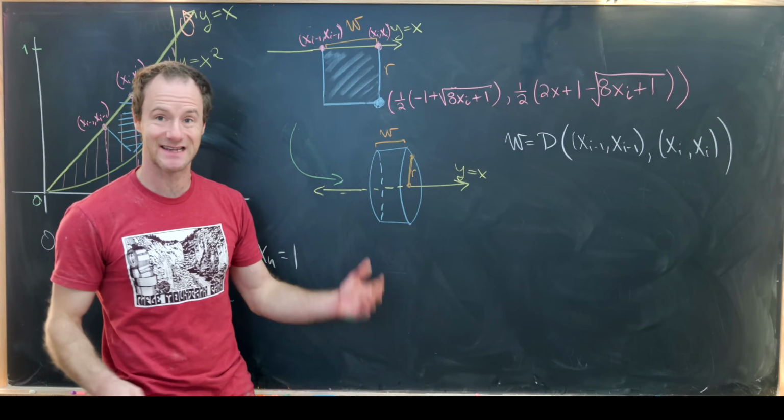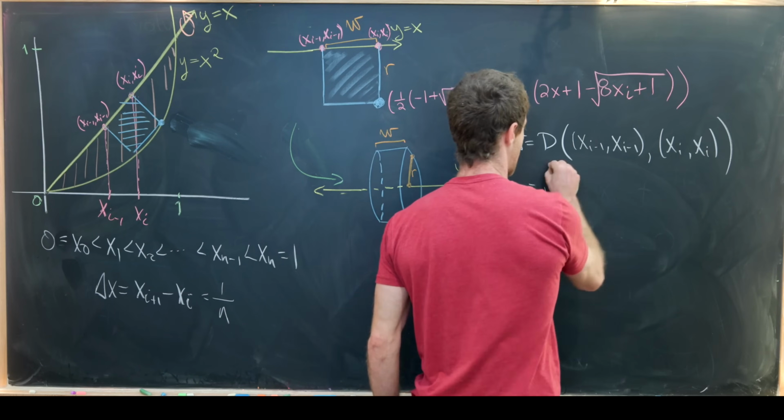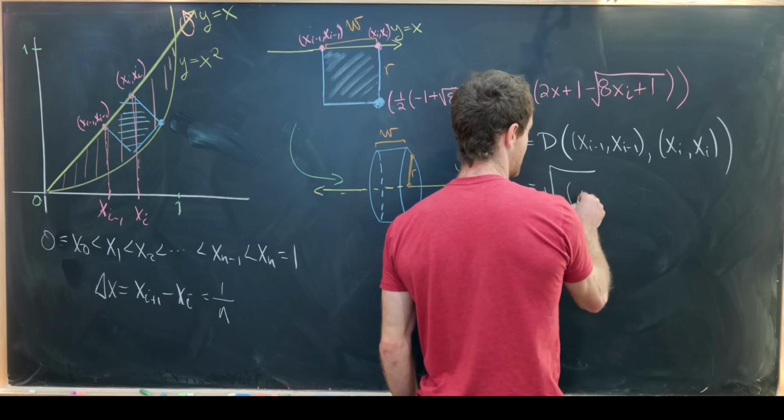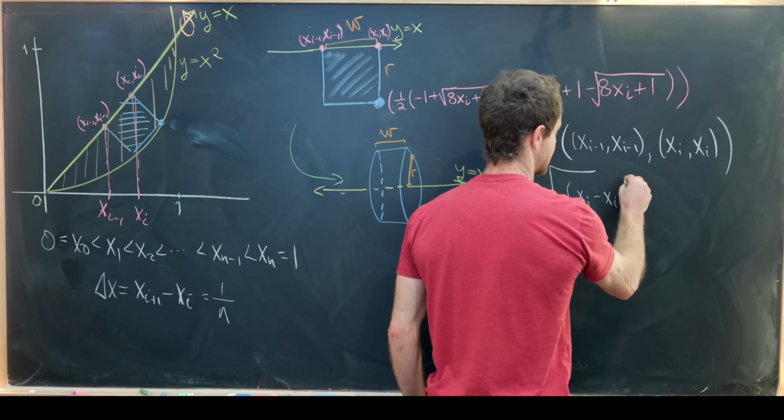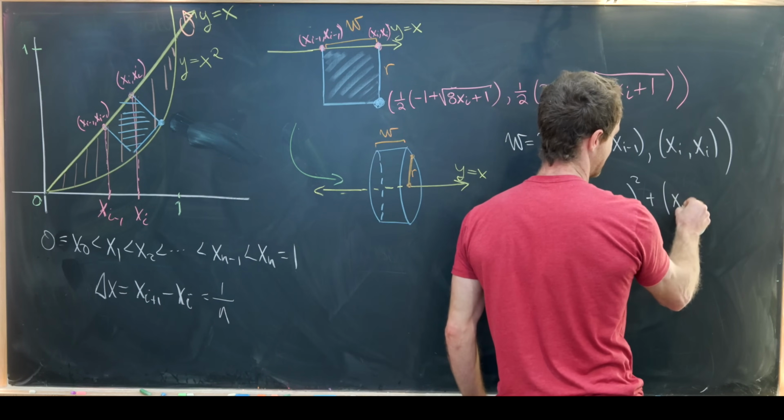So just using the standard distance formula, we know that that is the square root of (x_i minus (x_i - 1)) squared plus another copy of that.